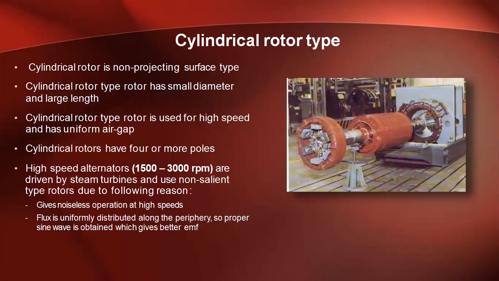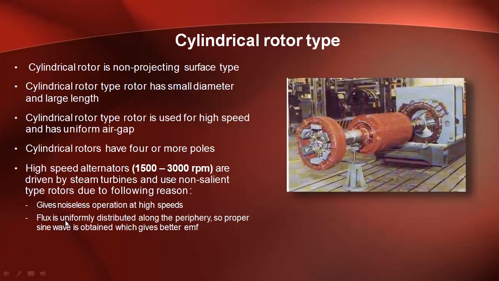And coming to the cylindrical rotor type, they are also called non-projecting type, or what is the other name? Non-salient pole type. So they have small diameter and large length. Okay. The number of poles used here are 2 to 4. As the poles are minimum, the rotor diameter is small and axial length is larger. The speed of this type ranges from 1500 to 3000 rpm.